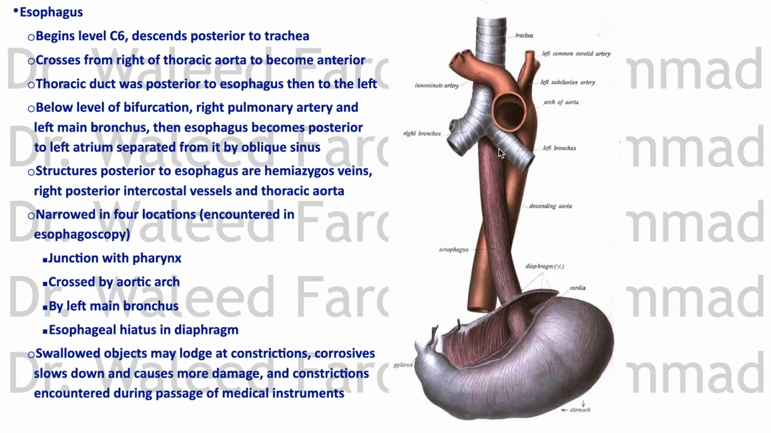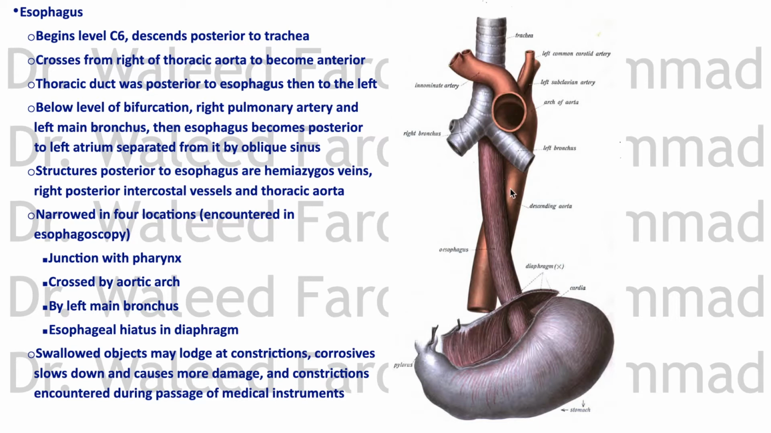Then the esophagus becomes posterior to the left atrium, and we discussed this when we studied the serous pericardium, the sinuses in the serous pericardium, the transverse and the oblique sinus, and we said that the oblique sinus, directly behind it is the esophagus, and it can be compressed by left atrial hypertrophy, so it's related directly anteriorly to the left atrium.